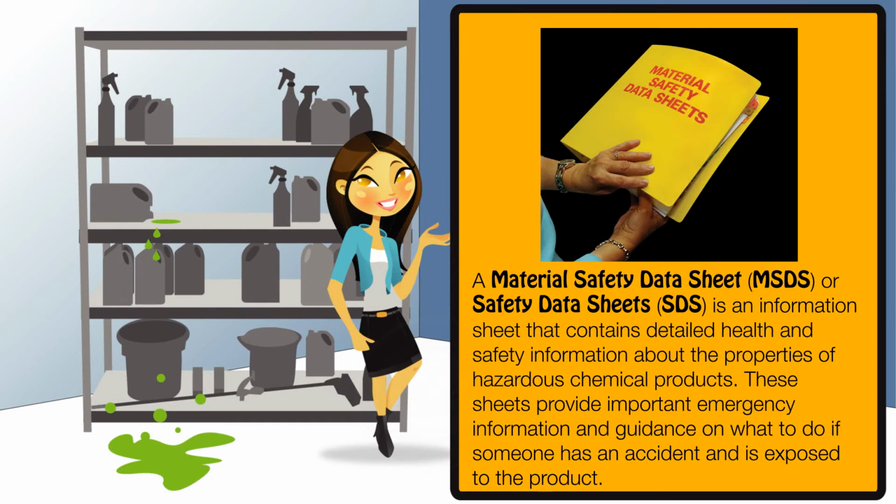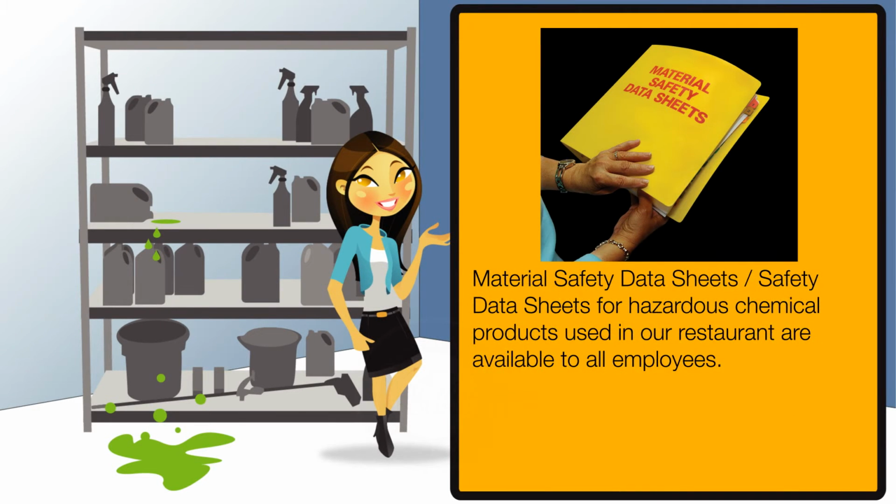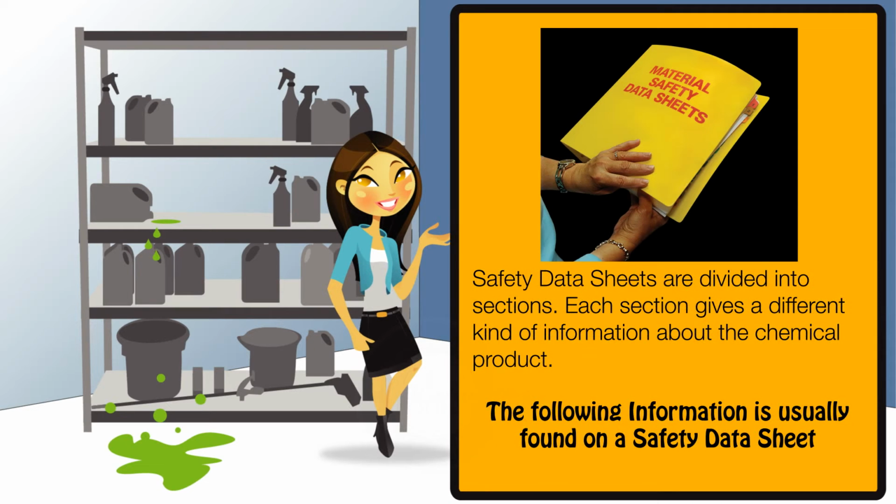A material safety data sheet, also called an MSDS, or safety data sheet, also called SDS, is an information sheet that contains detailed health and safety information about the properties of hazardous chemical products. These sheets provide important emergency information and guidance on what to do if someone has an accident and is exposed to the product. Material safety data sheets, or safety data sheets, for hazardous chemical products used in our restaurant are available to all employees. Safety data sheets are divided into several sections.